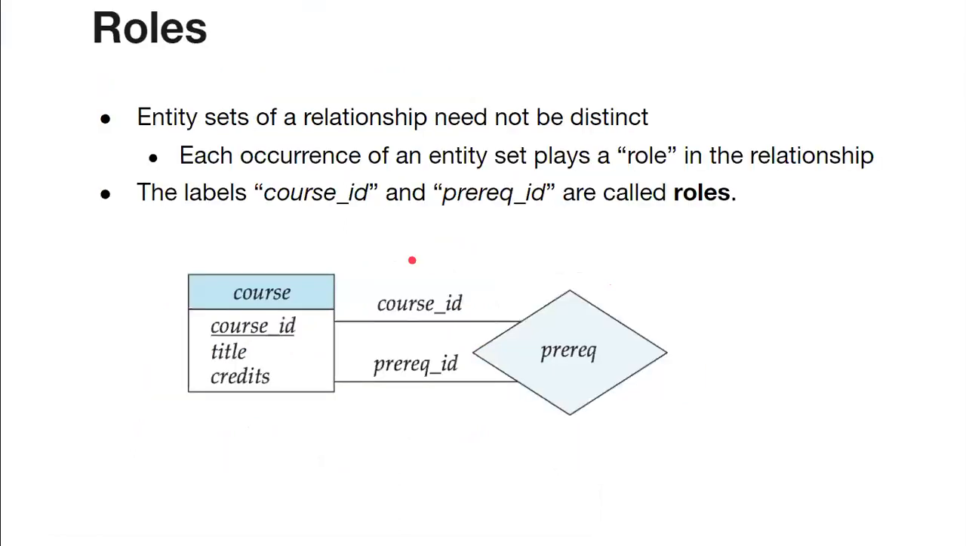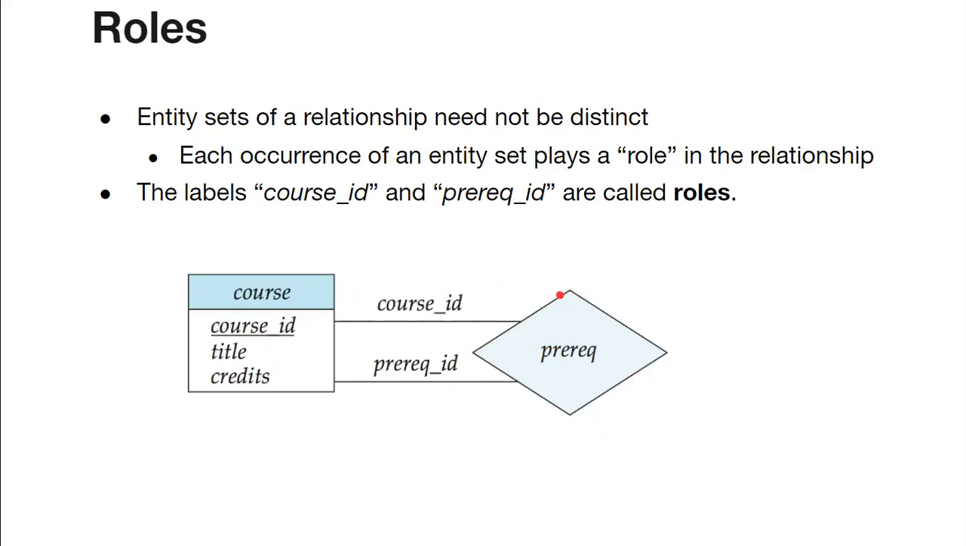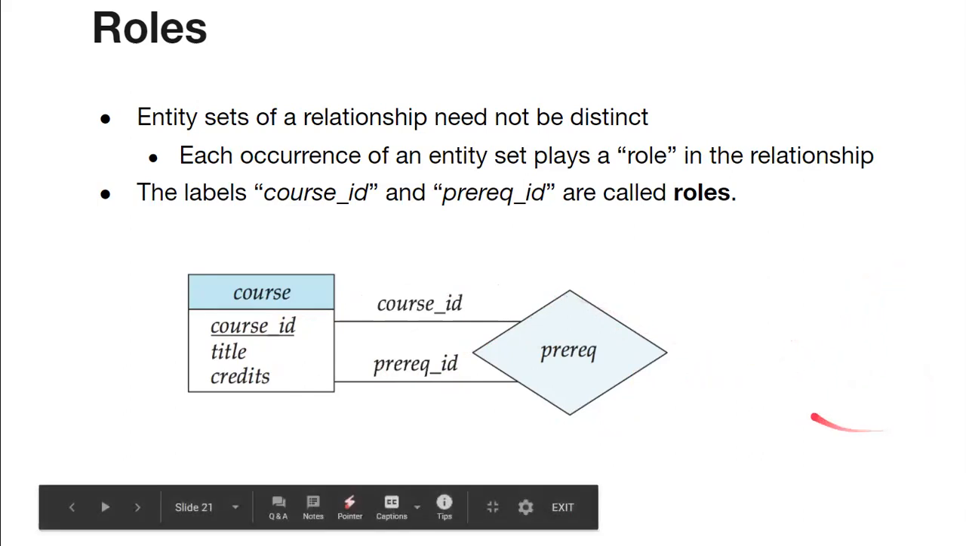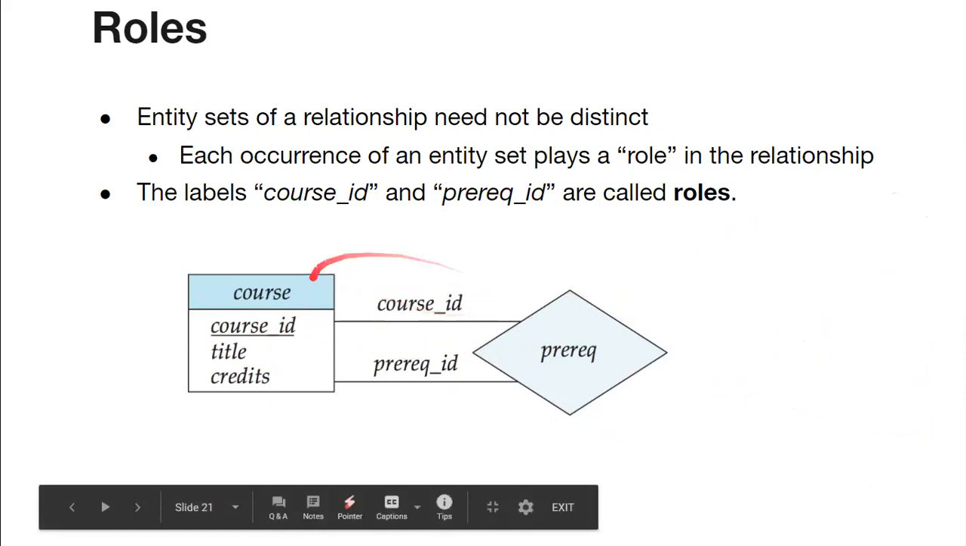Now we have roles. Basically, entity sets of a relationship need not be distinct. They can have duplicates also. Each occurrence of an entity set plays a very important role in the relationship. Relationships are represented on the association lines. In this case, this is a relationship. There may be another entity, and this is related to that entity. So we are having these as roles.